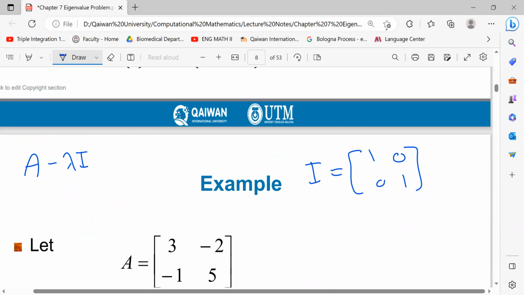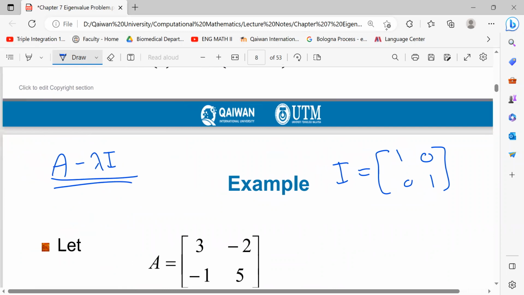So it's important to know this rule. To find the values of lambda, we say the determinant of this formula equals 0. Then we find the values of lambda. In finding the determinant of this formula, we get a polynomial. It's easy to find the roots of a polynomial. But here, we need to first find A minus lambda I.